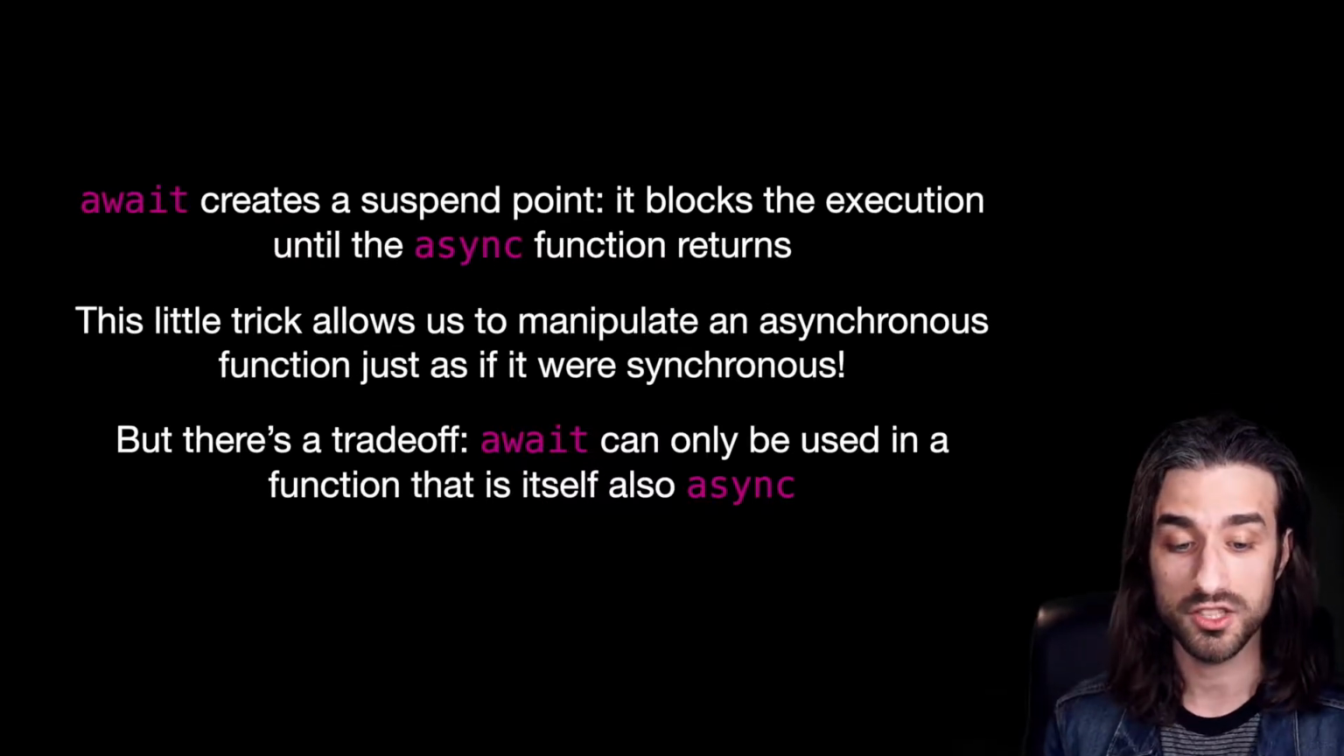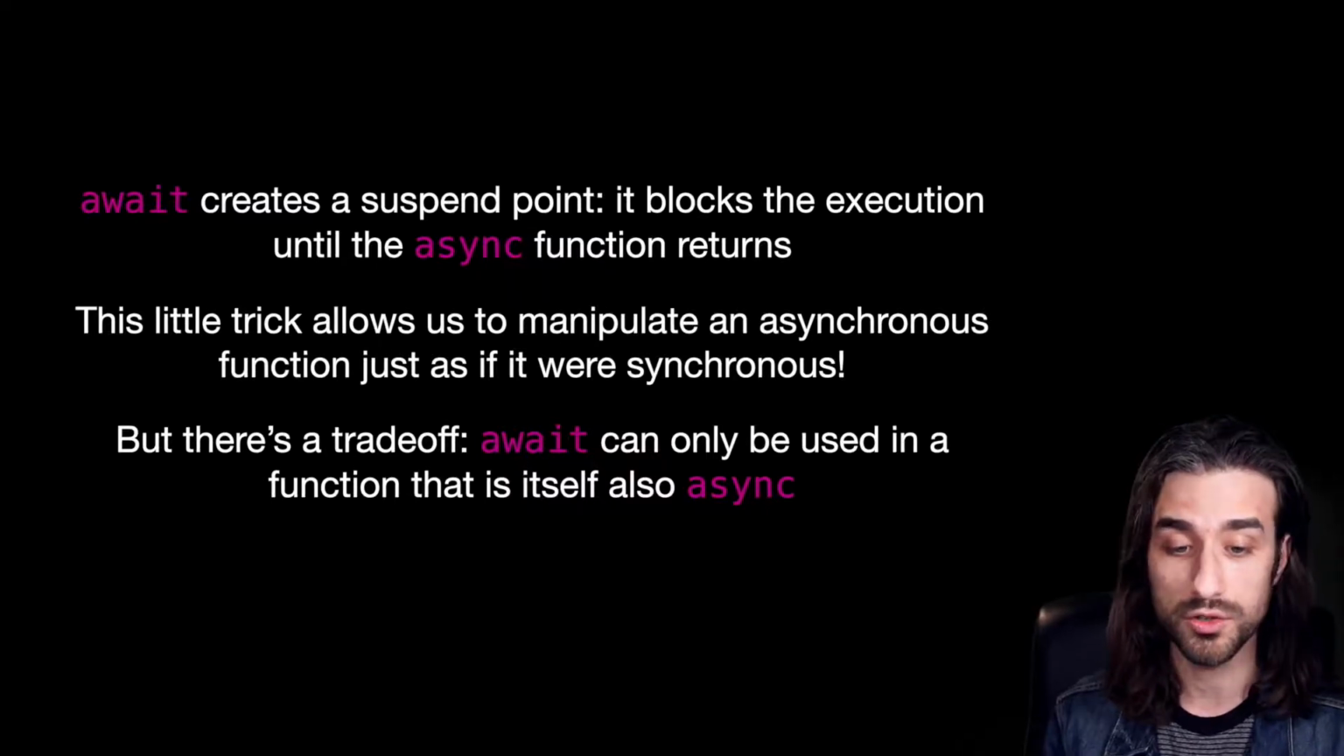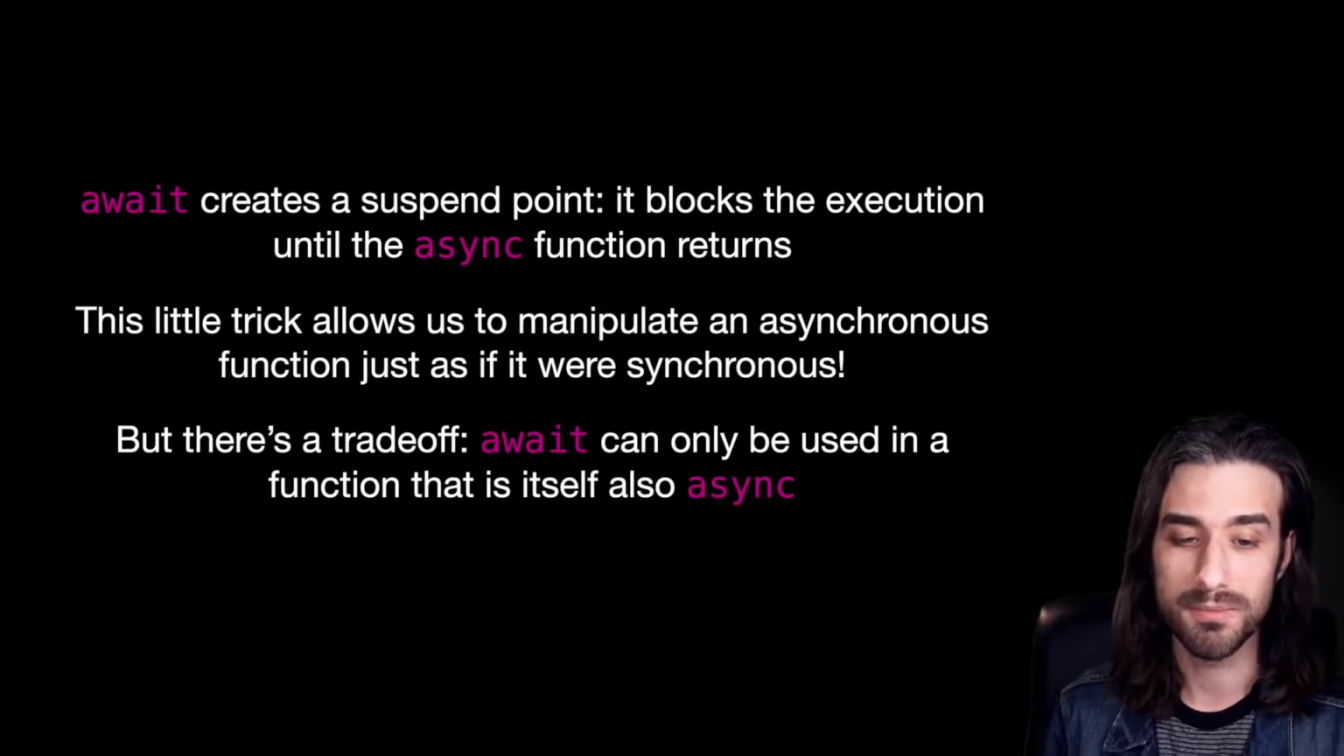And that makes a lot of sense, because when we are calling an async function, we create a suspend point, and we must be careful to only create these suspend points in places where it makes sense to create them. For instance, we don't want to create a suspend point on the main thread because it would block the UI and it would completely break the entire interest of the async await feature.